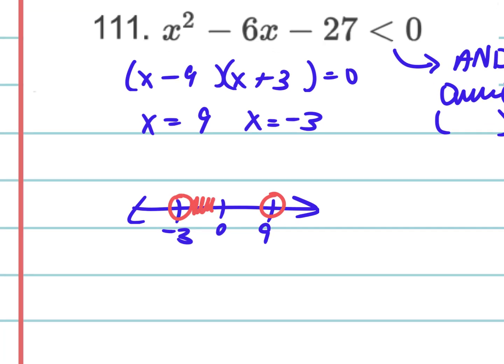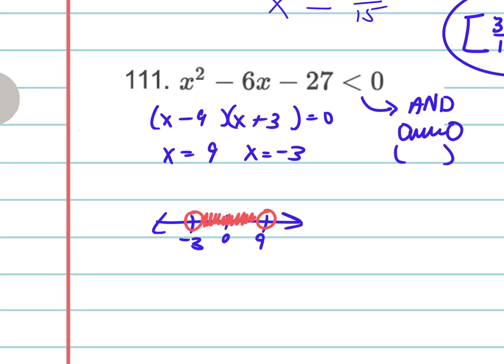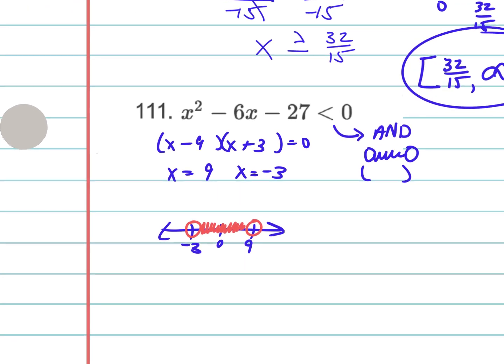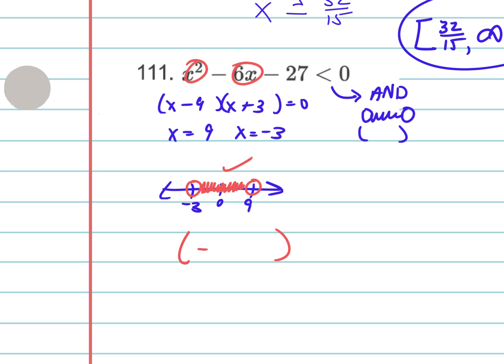And we said we're going to shade in the middle. So with these, you have to make sure you check. I shaded over 0. If I shaded over 0, then 0 should satisfy the inequality. So if I plug 0 in here and here, negative 27 is less than 0. That is true. So my solution would be from negative 3 to positive 9, and it does not include either of those values. That's why we have our answer in parentheses and not a bracket.